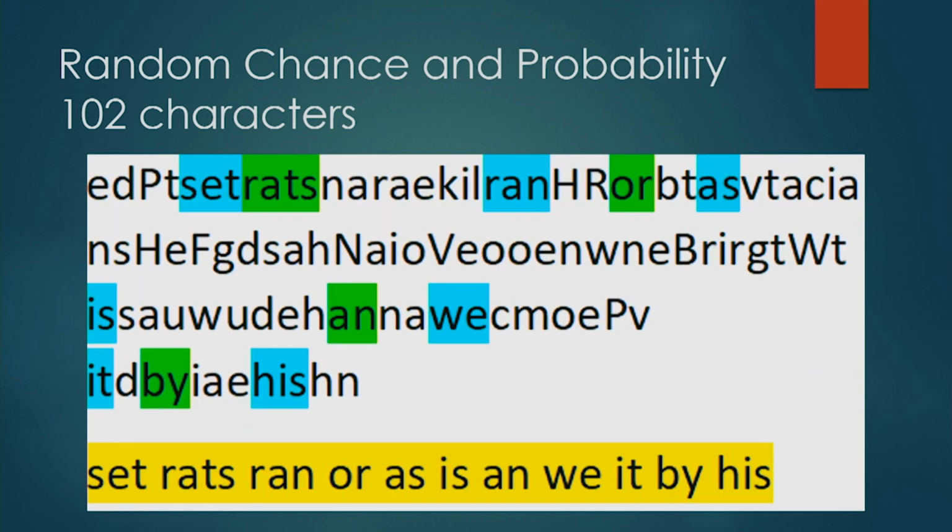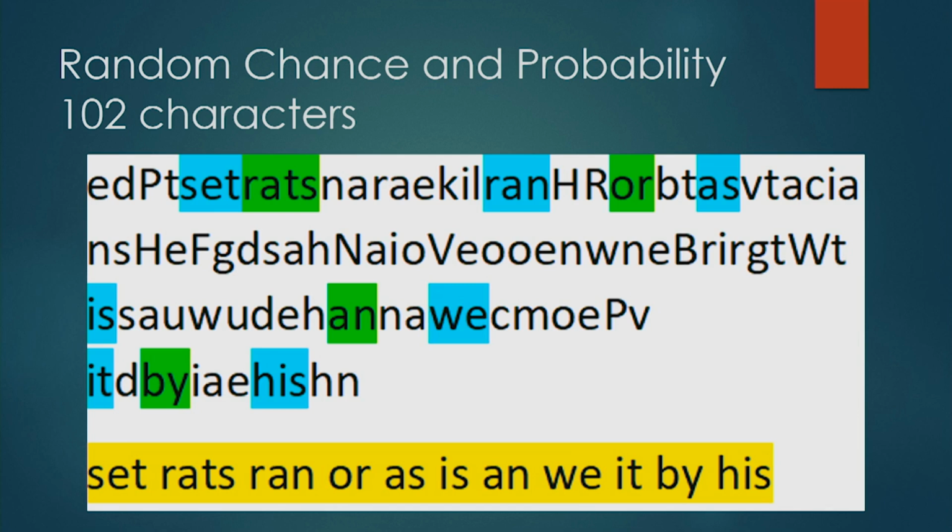So I found 11 words in this random arrangement of these letters, which is equivalent to the random arrangement of amino acids. Set, rats, ran, or, as, is, and, we, it, by, his. Okay, 11 words. But do those words mean anything? Do they convey any information? None. Why? Because it's random. There's no intelligence behind it. And if you randomize them again, you're going to get a similar pattern.